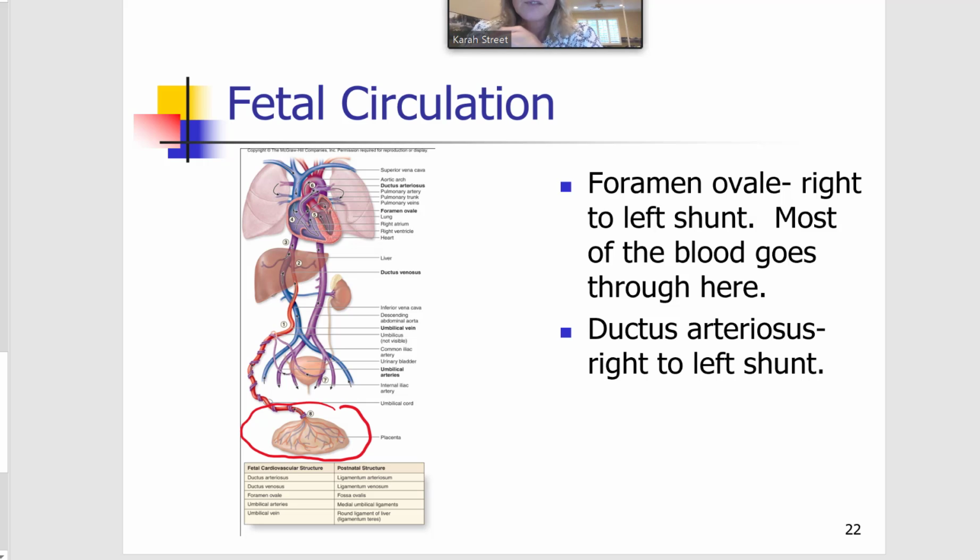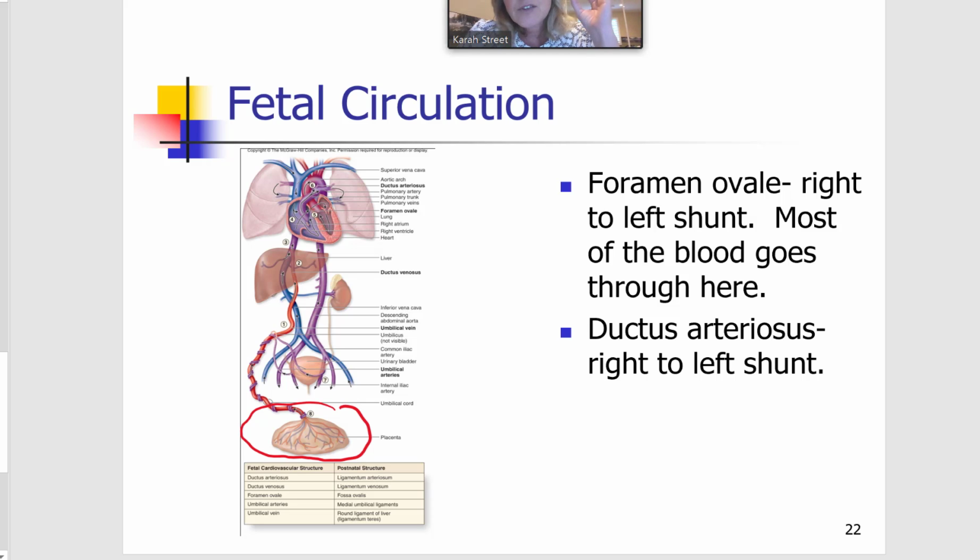So on the left side in the chart down at the bottom, you're seeing the fetal structure. And then once the baby is born, these fetal structures are not needed. We don't want to shunt things anymore. We need to use the lungs. We need to use the liver. So on the right side of this chart, you're seeing what the fetal structures turn into. They're going to turn into things like connective tissue, ligaments. So the ductus venosus shunts blood away from the liver so it doesn't get cleansed. There's no need for it, not in the fetus.